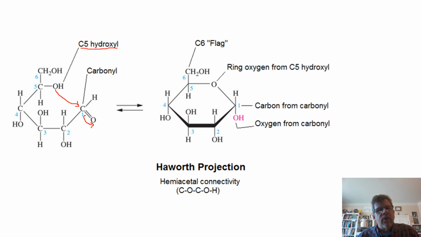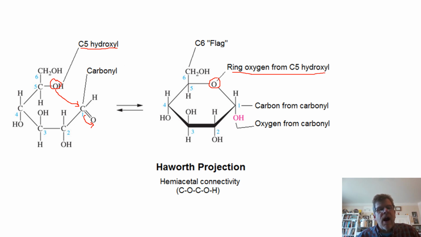If we form a bond right here, the C5 oxygen is right there, the hydroxyl. That is over on the right-hand side, this oxygen right here. That's the ring oxygen from the C5 hydroxyl.